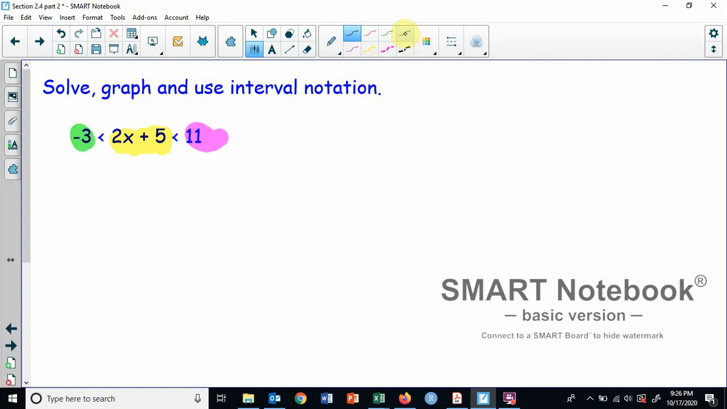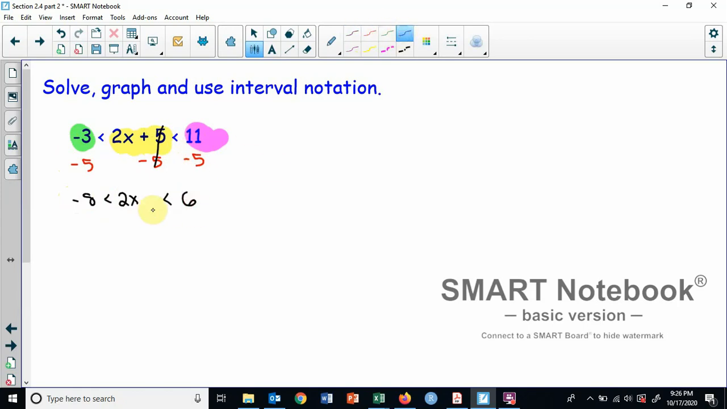So let's see. We have 2x plus 5. I need to get rid of the plus 5, so I will subtract 5. Now whatever I do to that term, or that expression, I have to do to all 3 sides. So -3 minus 5 is -8. Bring down your inequality symbol. Bring down our 2x. 5 and 5 is gone. Bring down our inequality symbol, and 11 minus 5 is 6.